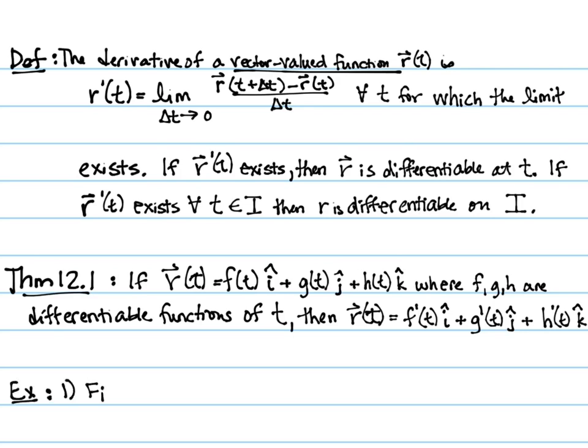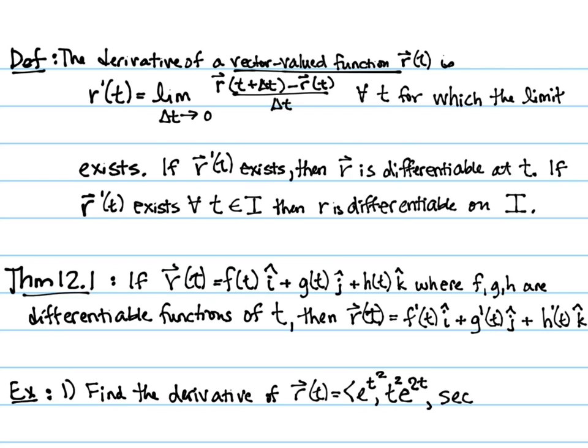So we're going to find the derivative of r of t, which equals the vector. We're going to write it in the component form like this instead of ijk for this one. So we have e to the t squared, t squared e to the 2t, and then secant of 2t. And I'm going to give us a little bit more space here.